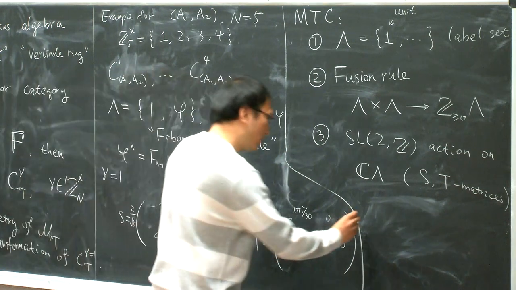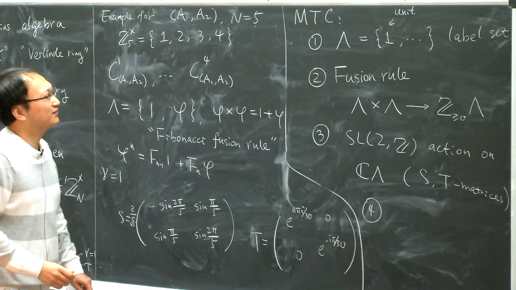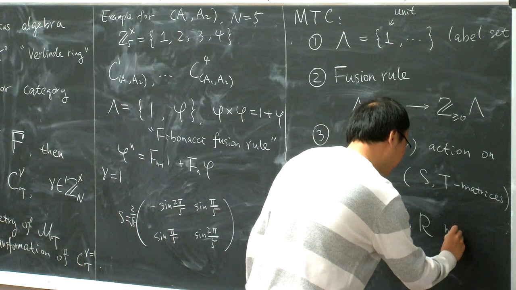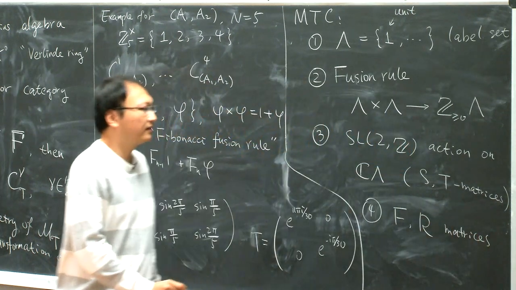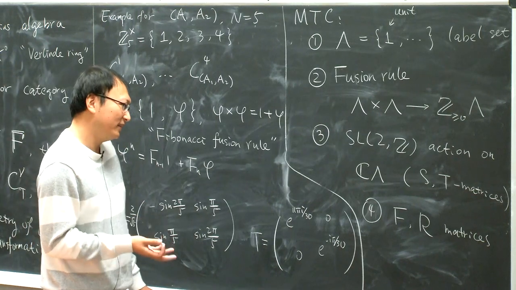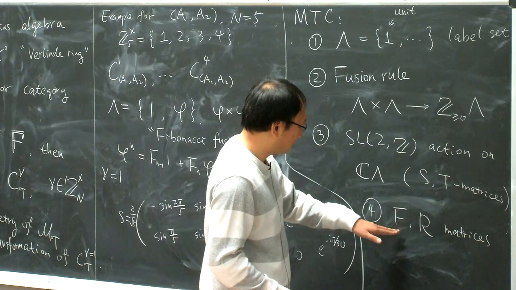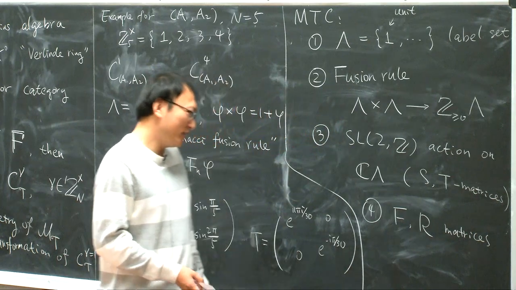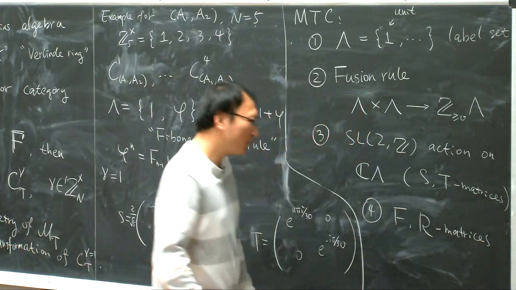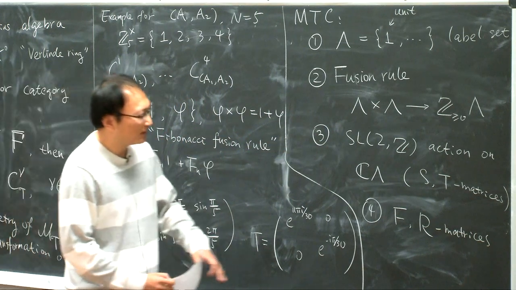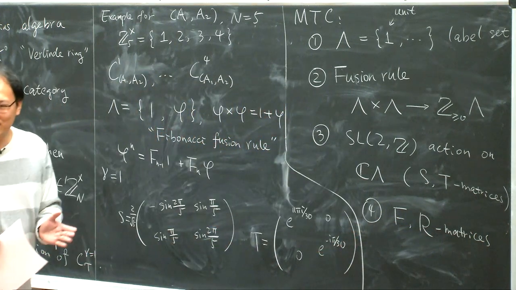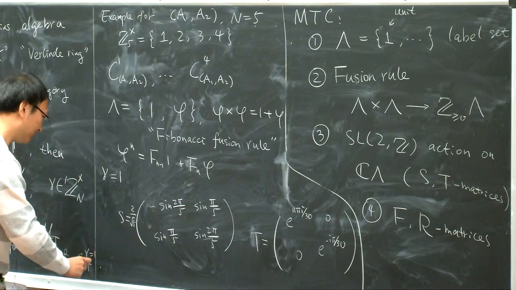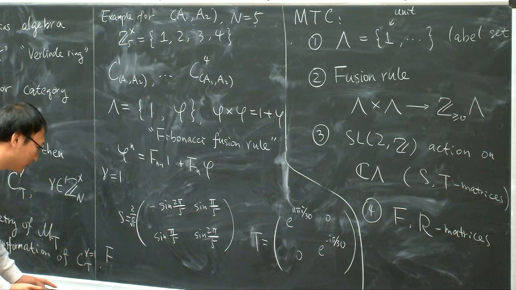And there is some additional data that enters into the definition of an MTC. These are known as the F and R matrices. This comes from the fact that a modular tensor category is a fusion category, so it has some associator, and that's transformed roughly into the data of the F matrix. And then the R matrix comes from the fact that an MTC is also braided. We have already seen R matrices on Monday, but R matrices here will be constant R matrices, not the special R matrices that we have seen that depend on additional parameters. So I won't write down all the F and R matrices here, but instead I will just write a particular one.